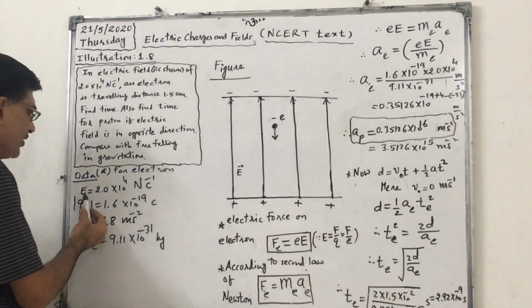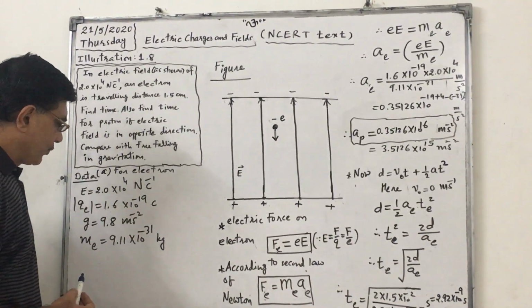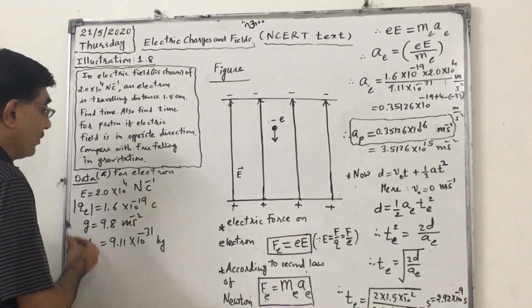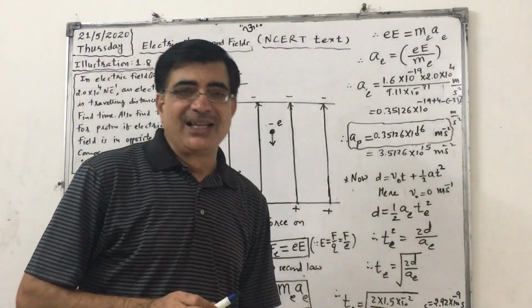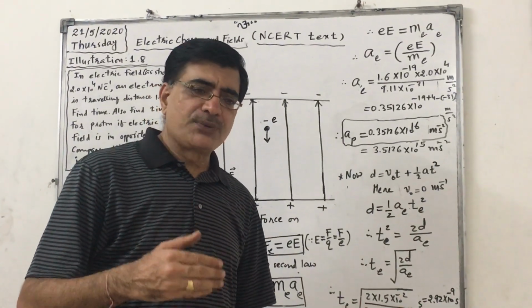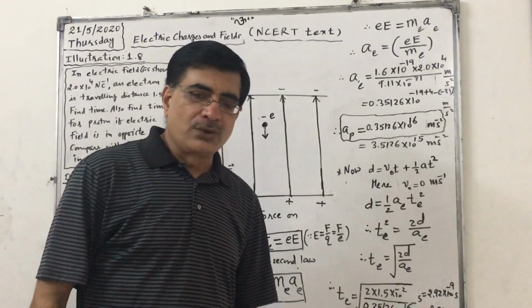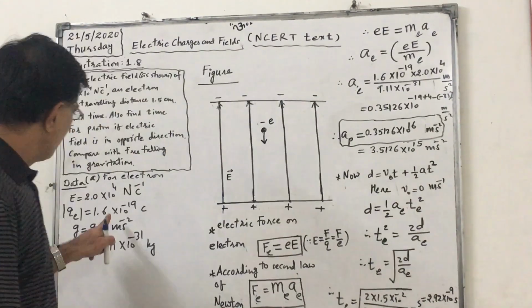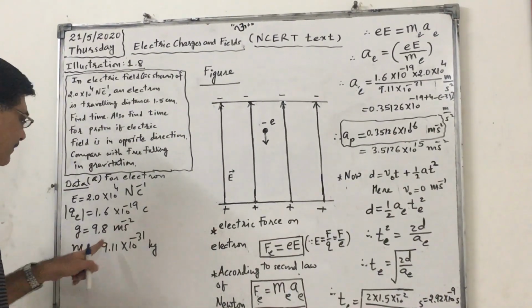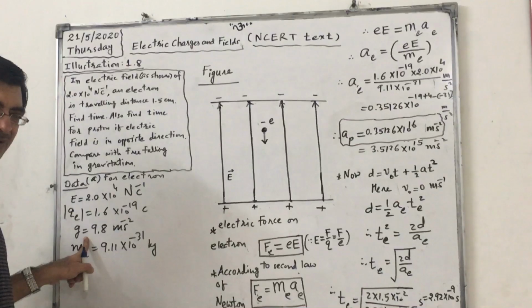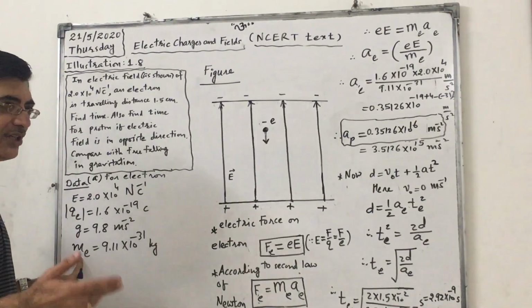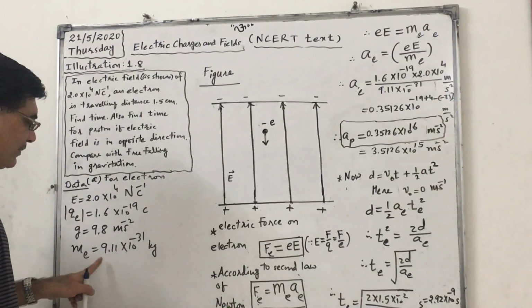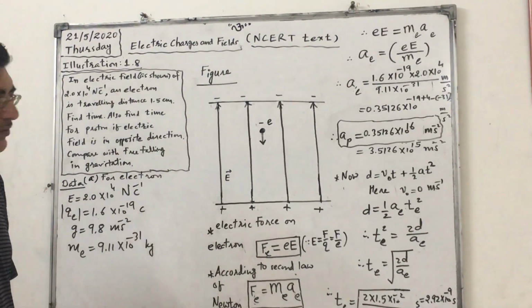So here E equals 2.0 into 10 raised to 4 Newton per Coulomb. Now I need time, and time is a scalar quantity, so I need only the magnitude of charge of electron. No negative sign. So it is 1.6 into 10 raised to minus 19 Coulomb. g is just for comparison, 9.8 meter per second square. And mass of electron, if not given, you must remember, 9.11 into 10 raised to minus 31 kg.